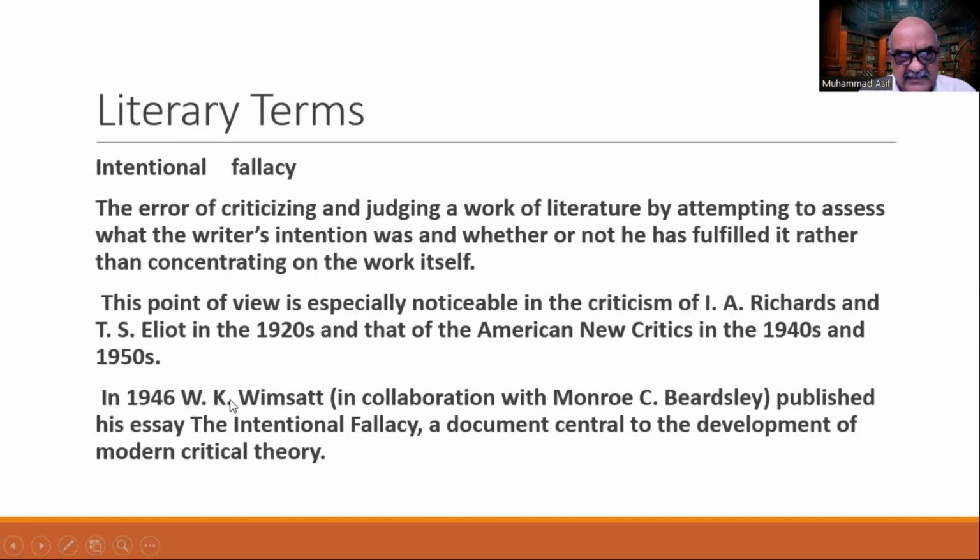In 1946, W.K. Wimsatt, in collaboration with Monroe C. Beardsley, published his essay, The Intentional Fallacy, a document central to the development of modern critical theory.